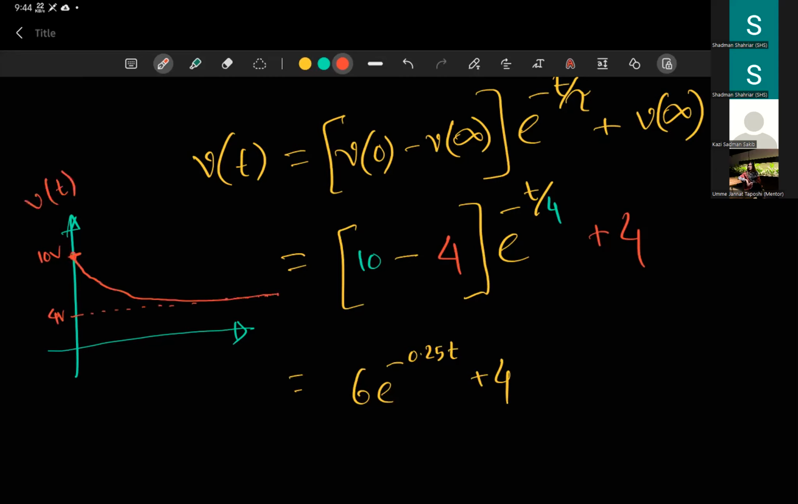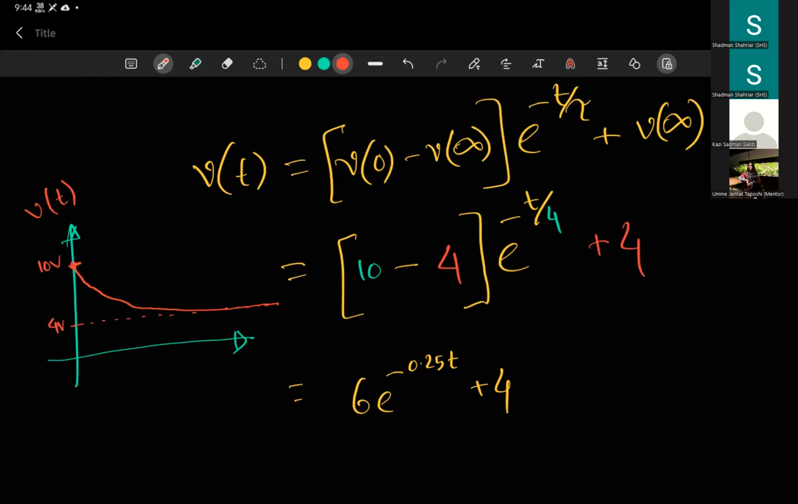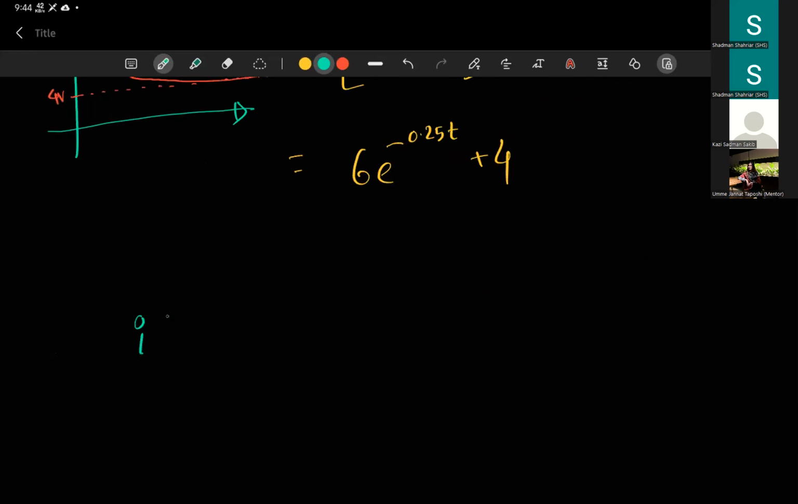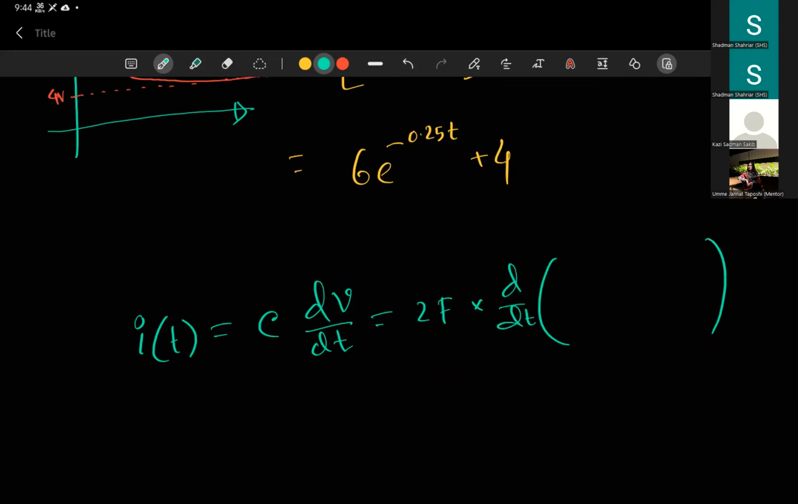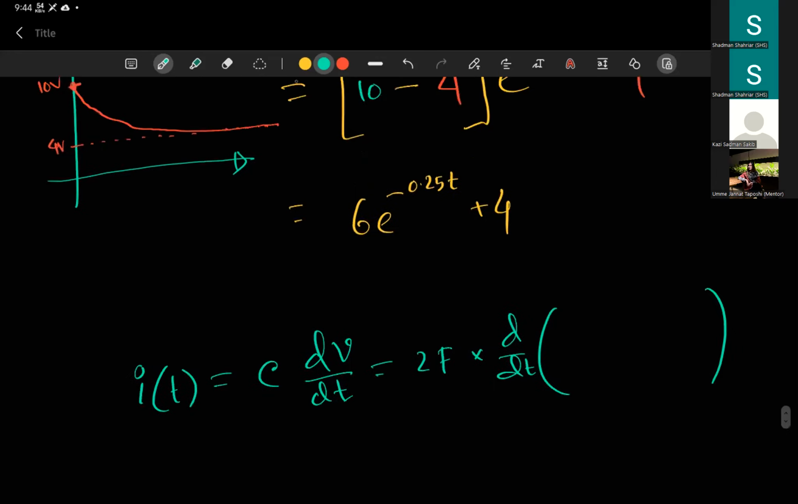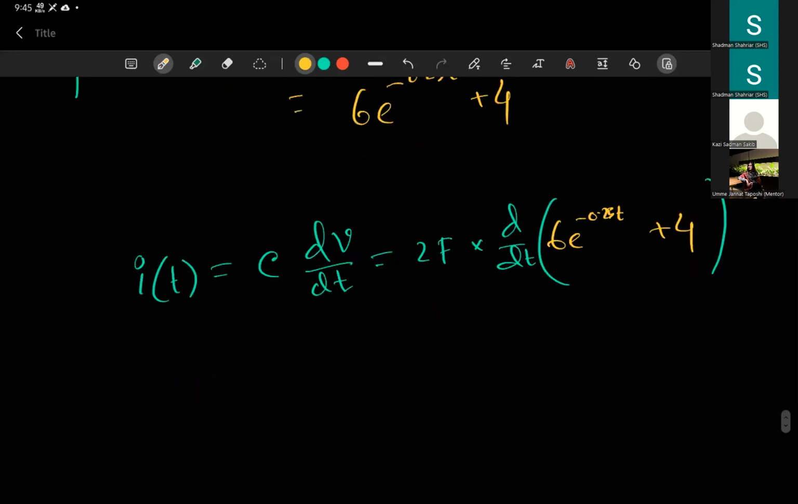That's it. And if you're trying to find IT, IT is basically C times dV by dt. The value of C is 2 farads, right? And d by dt of V, where the equation of V is this one, 6 e to the power minus 0.25t plus 4. So 4 volts, I guess, right?